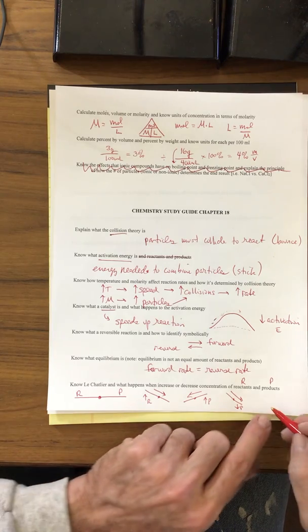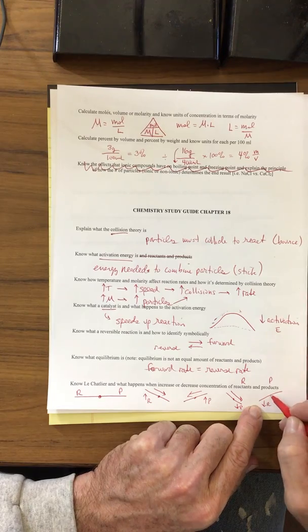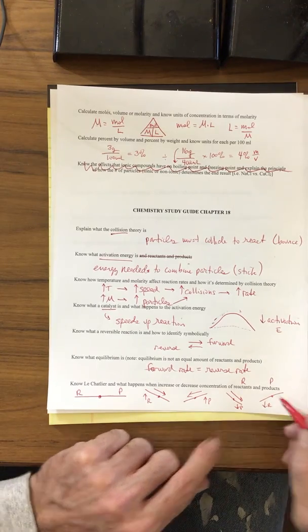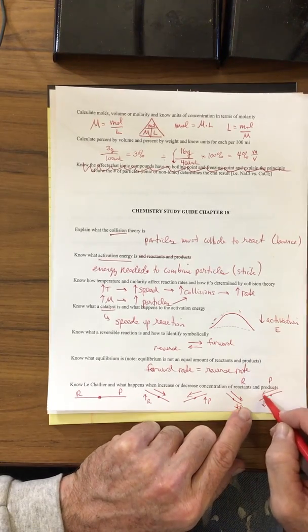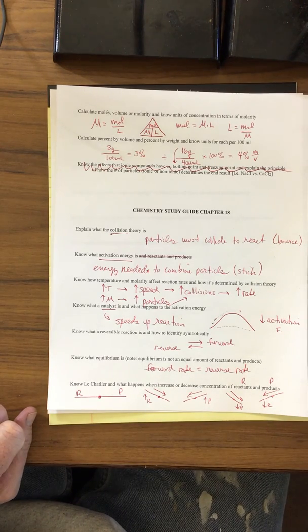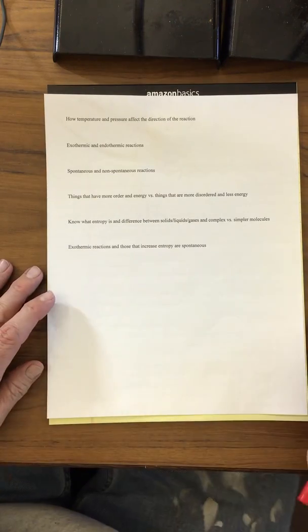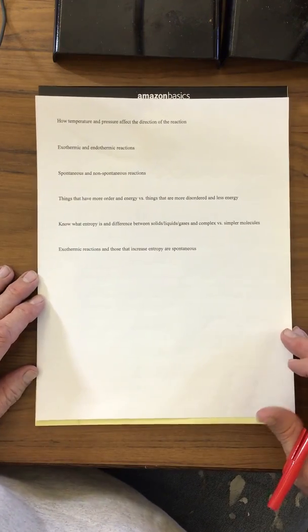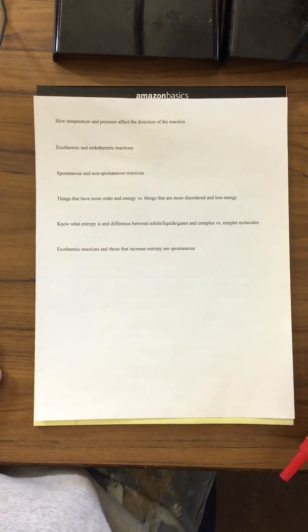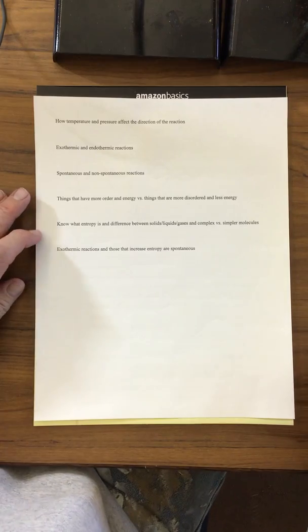And the last one is if I decrease the reactants, that means that there aren't enough of them, so the products fall apart to produce them to go back to equilibrium. On to the last page: how temperature and pressure affect the direction of the reaction.